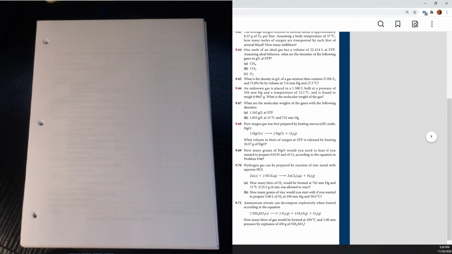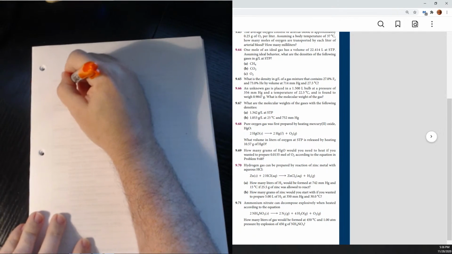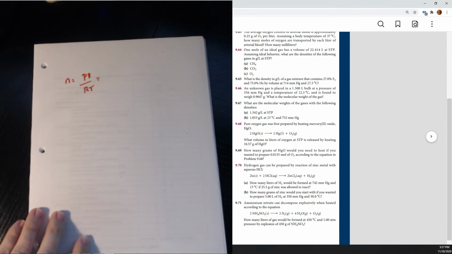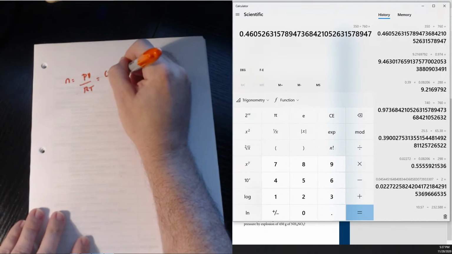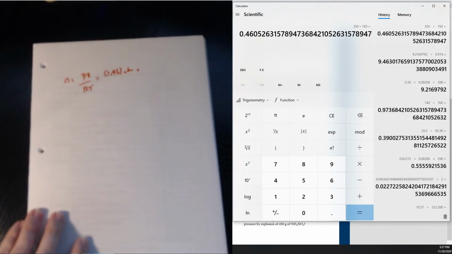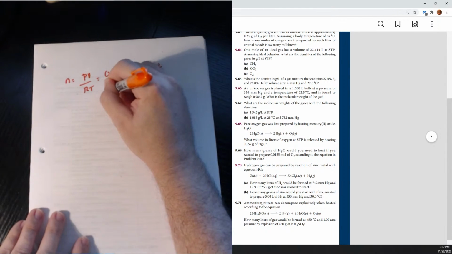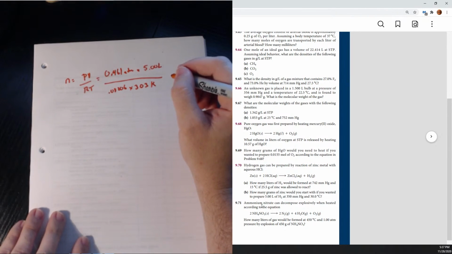How many grams of zinc would you start with if you wanted to prepare 5 liters at 350 millimeters mercury and 30 degrees Celsius? Okay, so same deal, other direction. n equals PV over RT. Pressure, let's see, it's 350 millimeters of mercury. 0.461 atmospheres. Our volume is 5 liters, 0.08206, 303 Kelvin.